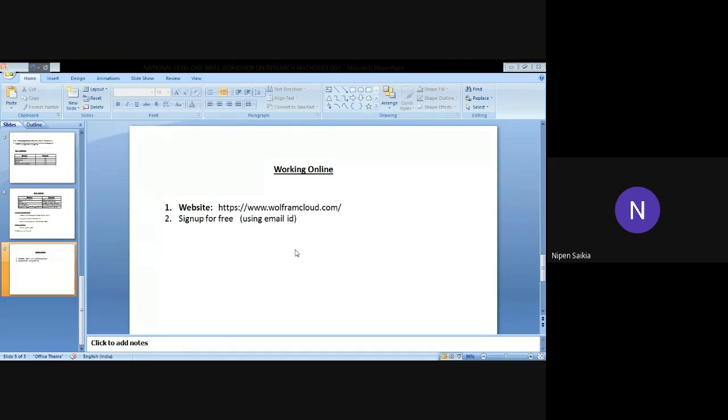So these are the basic things we need to know about Mathematica. Now we'll open and work with the Mathematica software. We'll see some examples. So I am closing this slide presentation. I will open the Mathematica software.